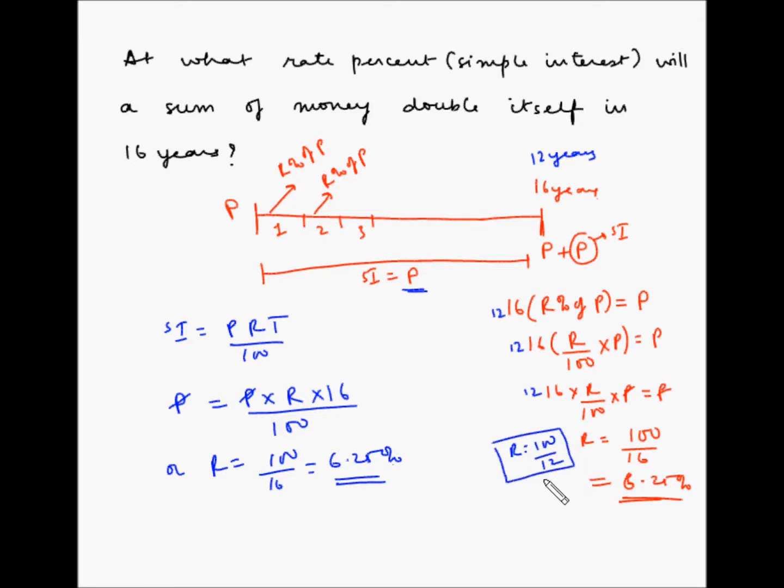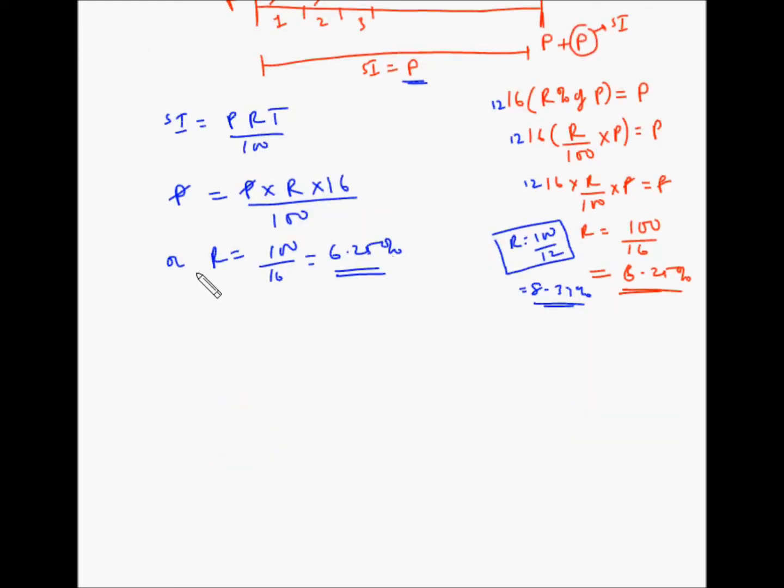So basically what I'm trying to say is, irrespective of the number of years, if the question is what is the rate percent so that the sum of money doubles itself in X number of years, the simplest way to find it is dividing 100 by the X number of years, and you will get the rate percent. So let's validate this. R is equal to 100 divided by 12, which is equal to 8.33%. Now let's use this formula.